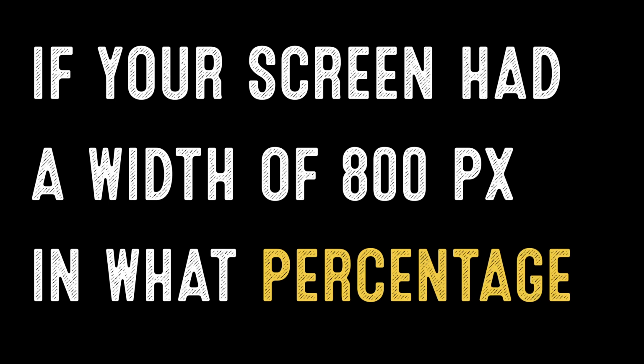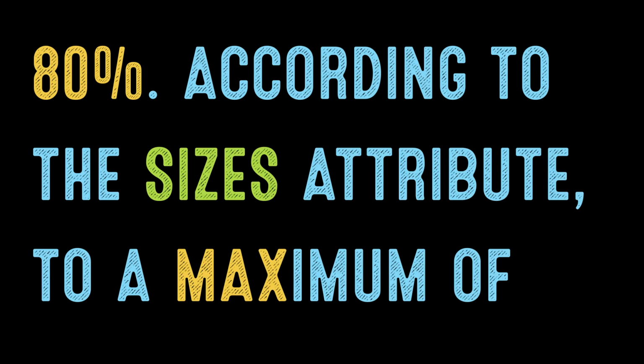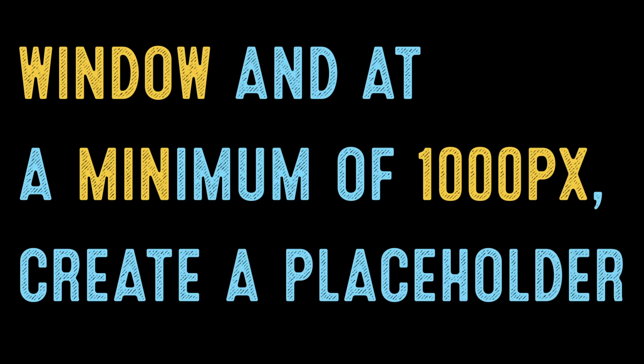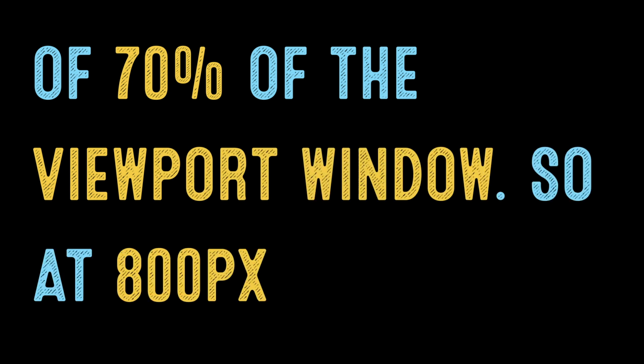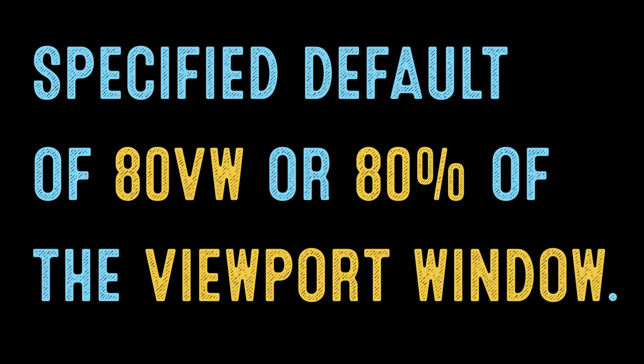If your screen had a width of 800 pixels, in what percentage of the viewport window would the image display? 80%. According to the sizes attribute, to a maximum of 600 pixels, create a placeholder of 90% of the viewport window, and at a minimum width of 1000 pixels, create a placeholder of 70% of the viewport window. So at 800 pixels, we do not meet either media condition, and this leaves us with a specified default of 80 VW, or 80% of the viewport window.